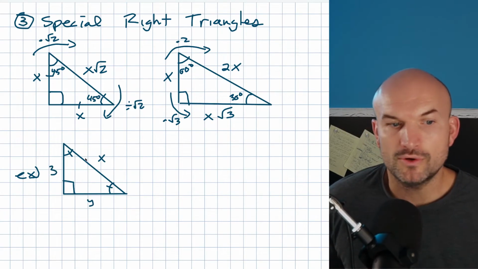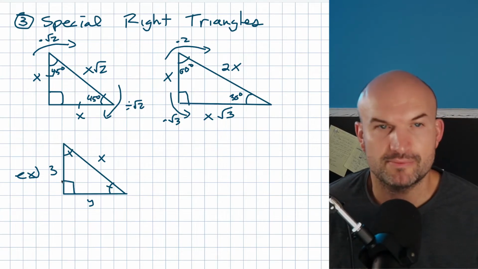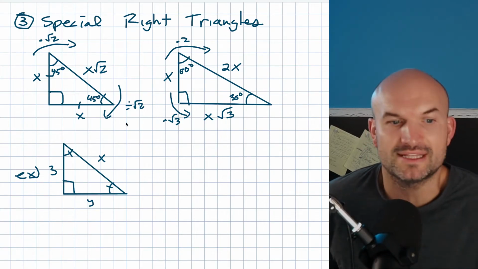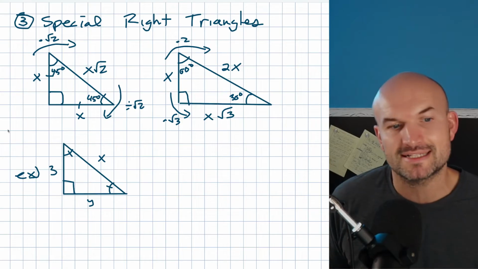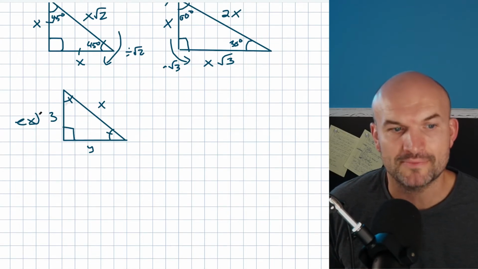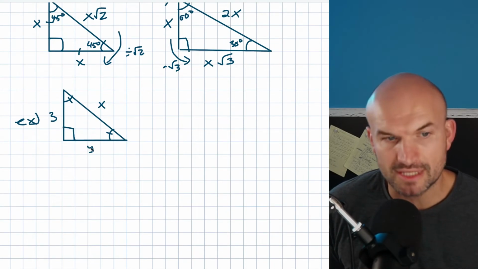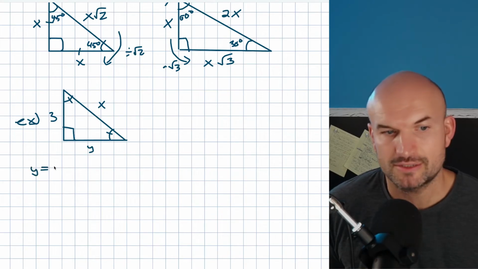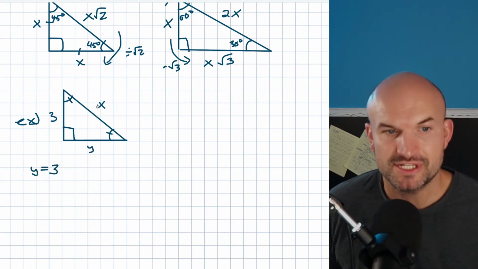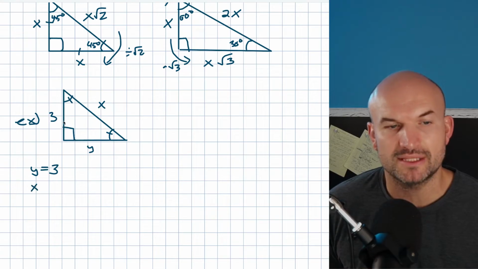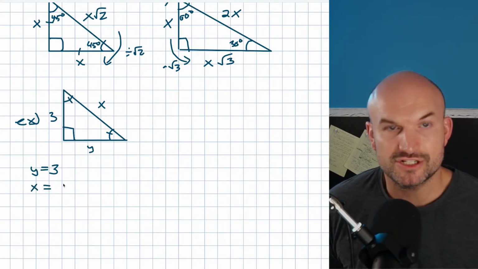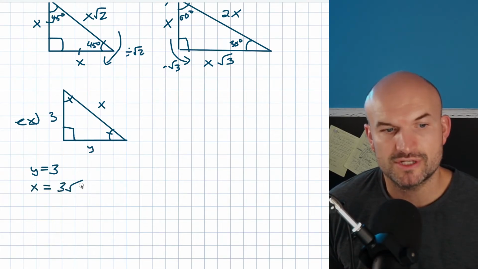The cool thing is, I don't have enough information to use the Pythagorean theorem here, because I don't know the other two side lengths. But I recognize this to be a 45, 45, 90 triangle. So my other leg is y, therefore y is equal to 3. And my hypotenuse here is going to be x, and the relationship from the leg to the hypotenuse is to multiply by the square root of 2. So it's going to be 3 square root of 2.